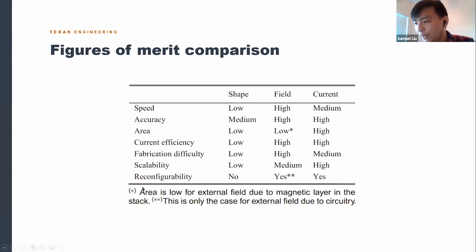And finally, reconfigurability is pretty important because this enables the device to dynamically adapt to data sets, which would be helpful for online learning. And in this case, the shape-driven one has no reconfigurability ability. But for the field, if it's introduced externally, then there's some reconfigurability possible here.